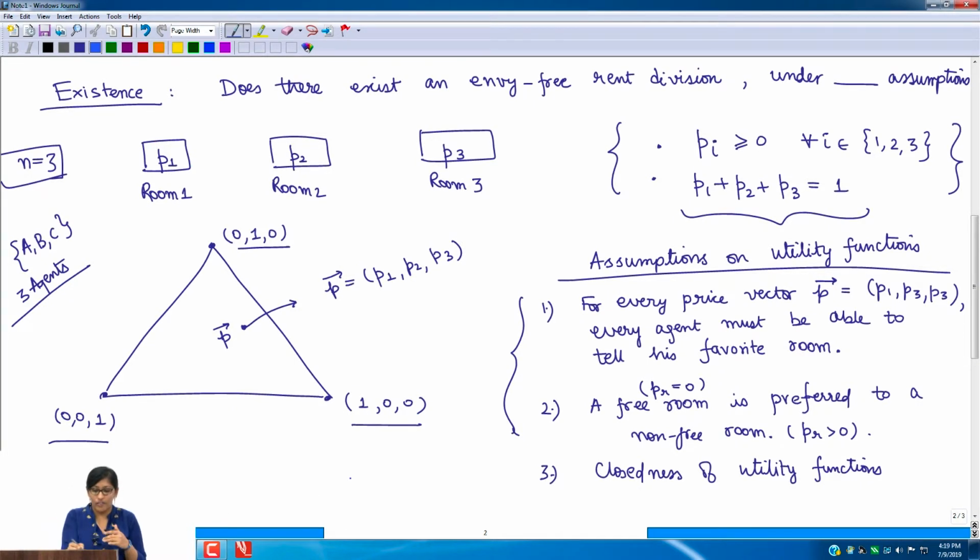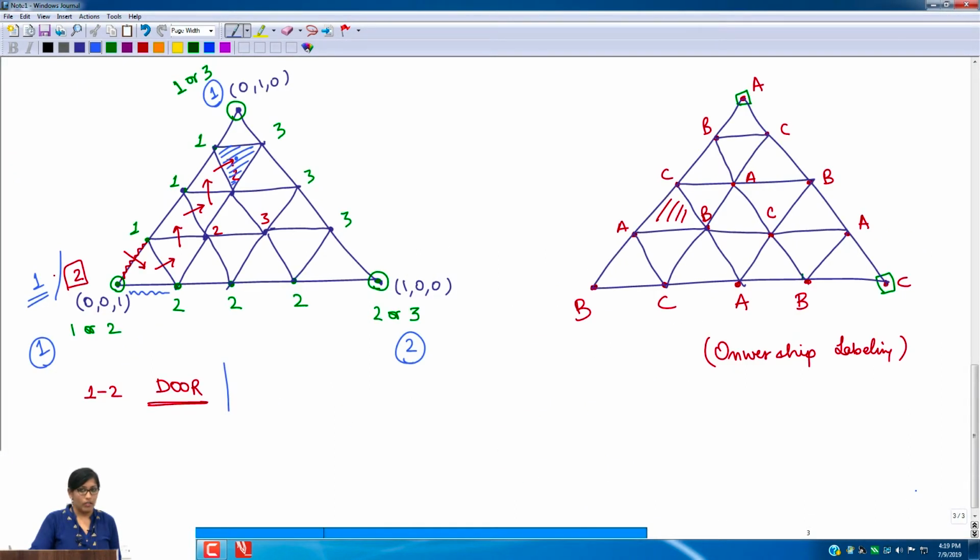So yeah, just to complete this particular theorem, it says that an envy-free rent division exists under these three assumptions. And the existence comes again via Sperner's lemma. So if there are no questions, I'll move on to the second model of utilities in this particular setup, which is rent division, and we'll see what happens over there.